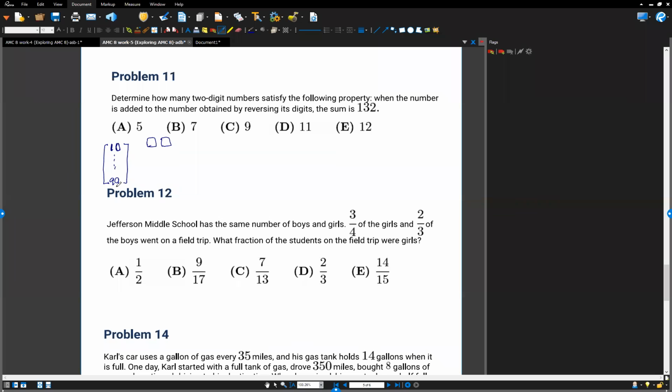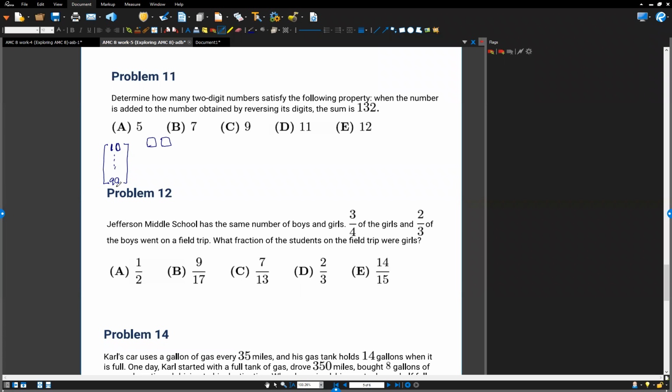All right, how many two-digit numbers satisfy the following property? When the number is added to the number obtained by reversing its digits, the sum is 132. Wow. How many numbers can satisfy this one? Let me see.